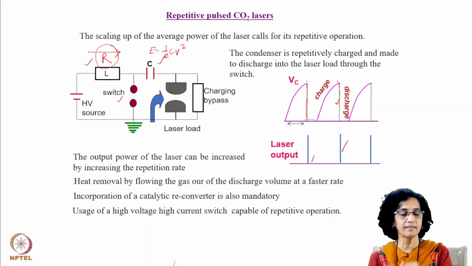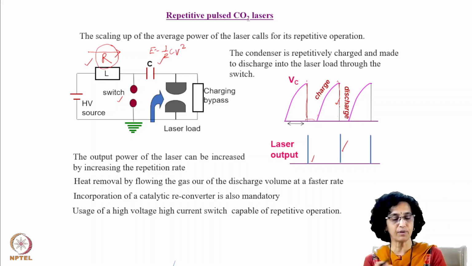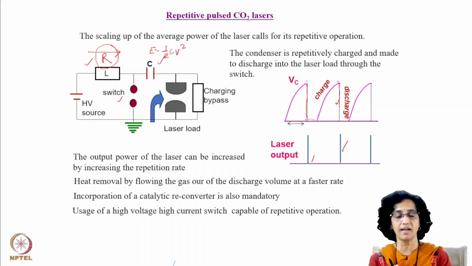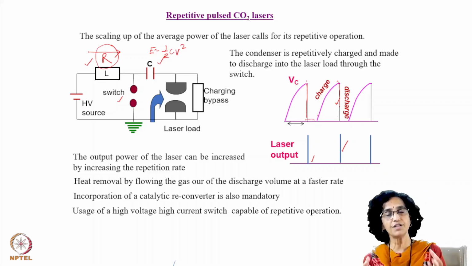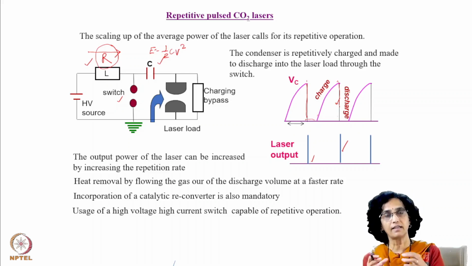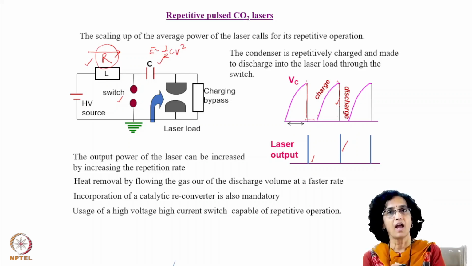And this inductance is also put in various configurations like resonant charging, command resonant charging, to make the pulsar circuits even more efficient. So the average power that is obtained from the laser can be increased by increasing the repetition rate. But here once again, you have to understand that as we are increasing the repetition rate, the energy that is being dumped into the active medium is also increasing. So the heat that is getting accumulated in the active gas mixture is also increasing, and therefore this heat has to be effectively removed.